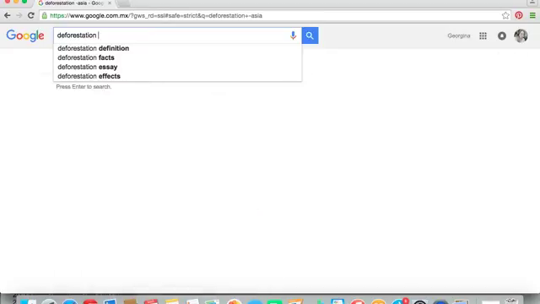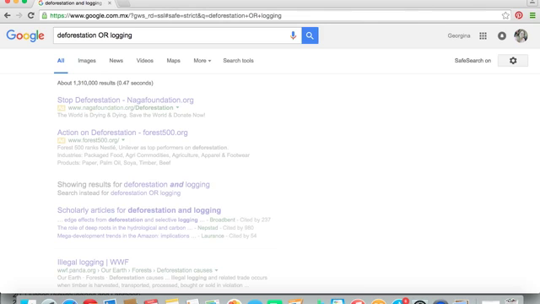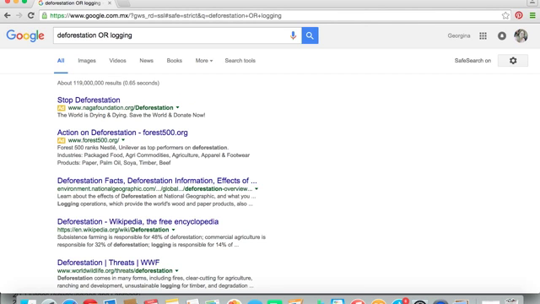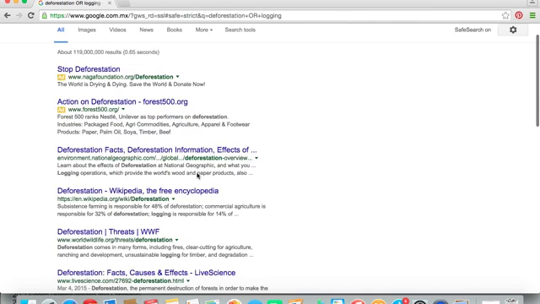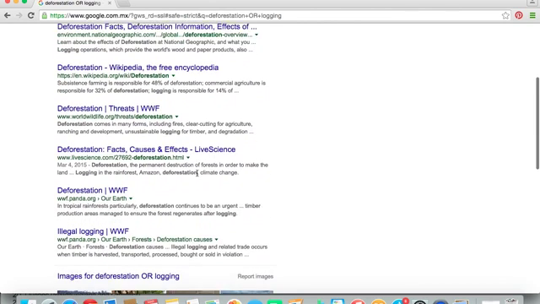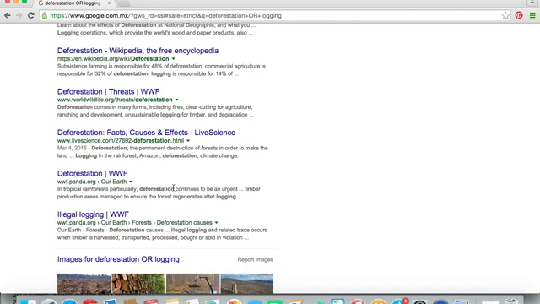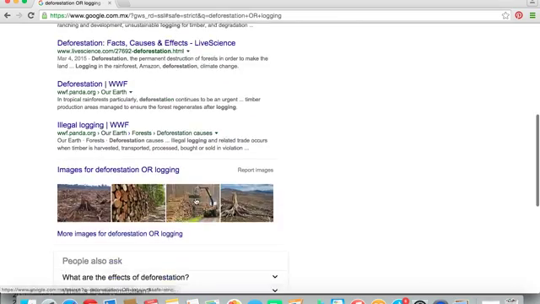Now let's try the OR, so we can add two concepts that we would like to have results for, deforestation OR in capital letters, logging, and we get all of the results that include both terms. As you can see, there are also images included.